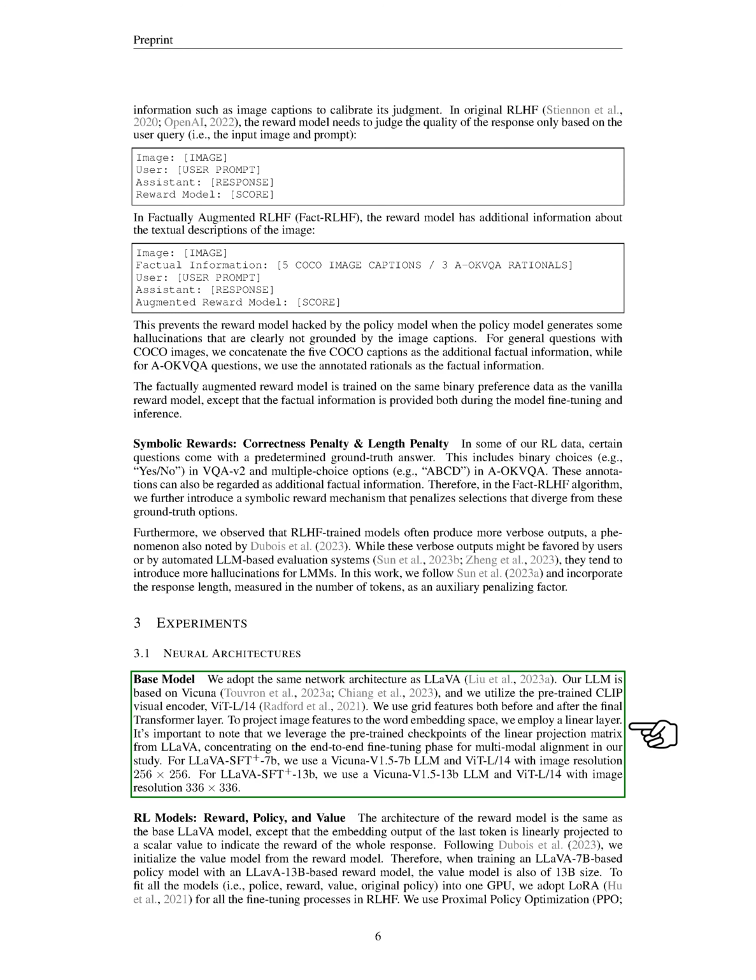Our base model uses the same network architecture as LLAVA. We use Vicuña for our language model and the pre-trained CLIP visual encoder, ViT-L/14, for image features. We use a linear layer to convert image features to word embeddings. We use pre-trained checkpoints from LLAVA for the linear projection matrix, focusing on fine-tuning for multimodal alignment.